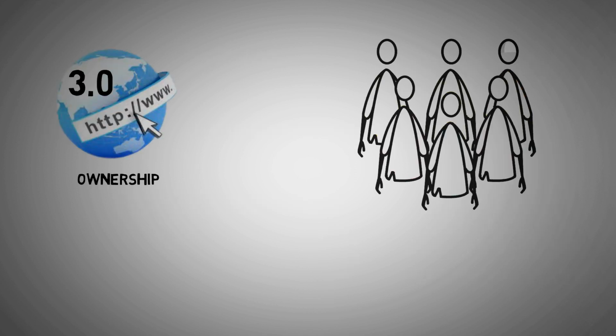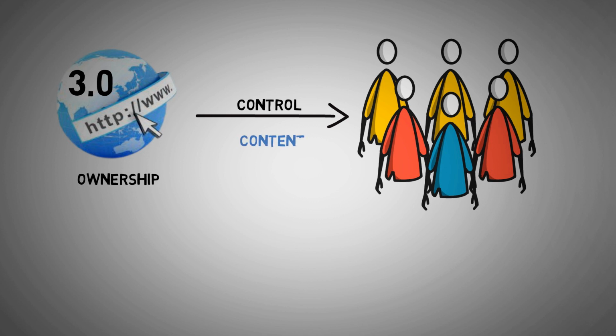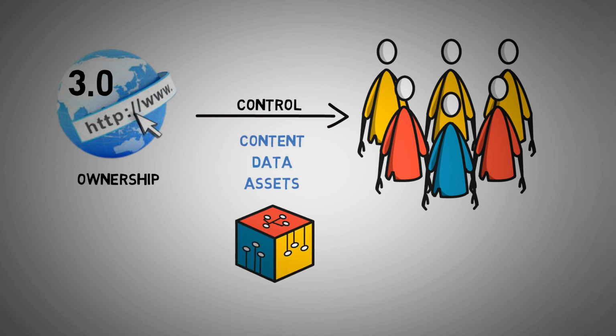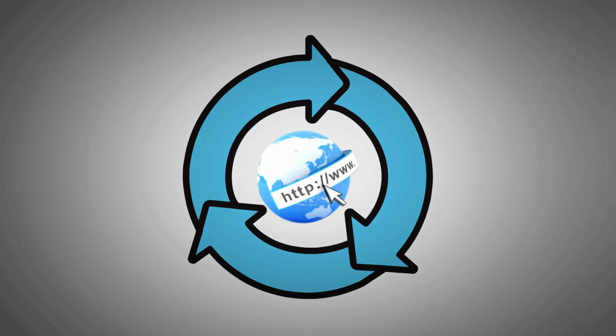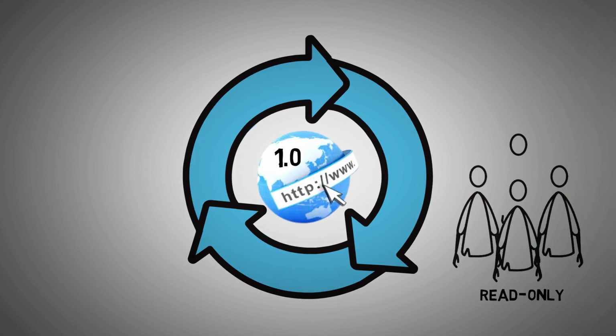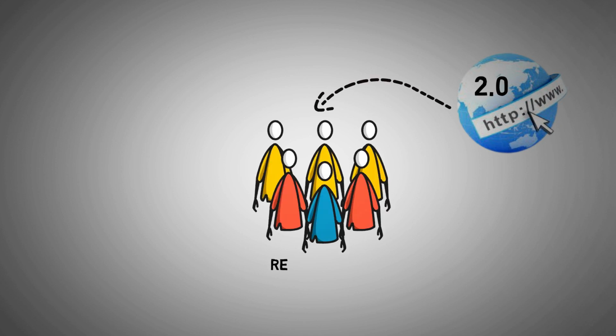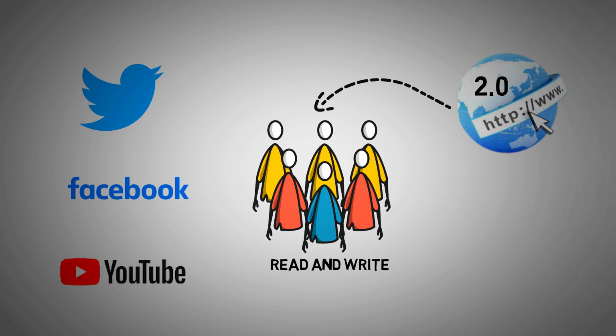The feature that distinguishes Web3 is ownership. Web3 grants consumers full control of their content, data, and assets via blockchains. Where the original iteration of the commercial internet, Web 1, was read-only for most users, and Web 2 allowed users to both read and write on centralized platforms, Twitter, Facebook, YouTube, and so on, Web3 gives the user the ability to read, write, and own their work.